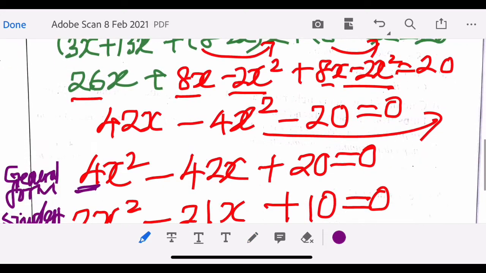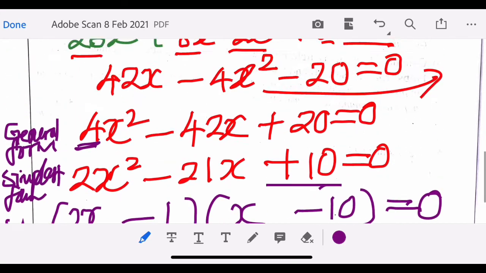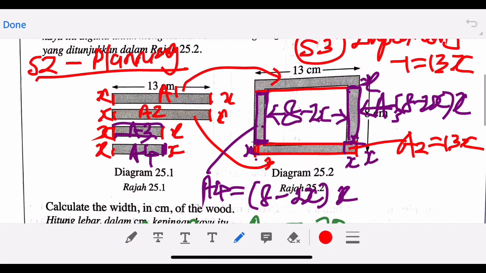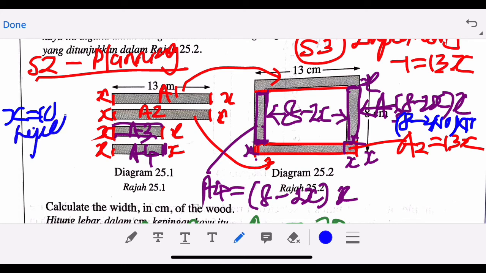You take x equal to 10 and x equal to half. Let's try to check. If I use x equal to 10, is it logical? I'm having a big problem because I have the length, which is 8 minus 2 times 10, which is negative, even though here it is positive. So 8 minus 20 is negative, so I have to reject this one. X equal to 10 will be rejected.